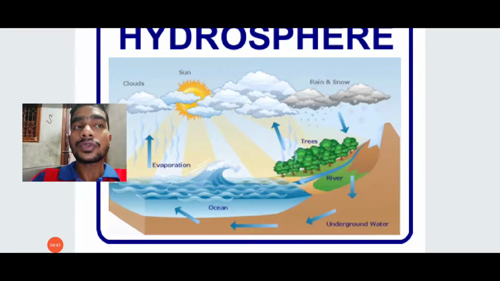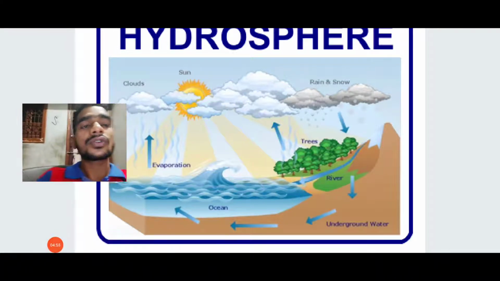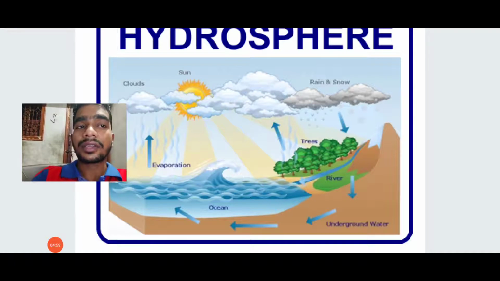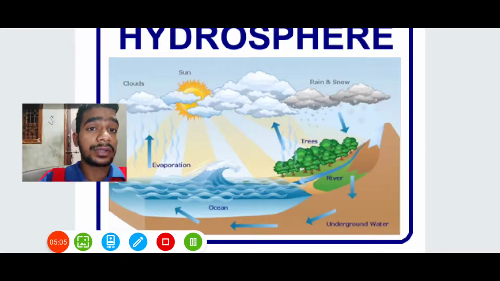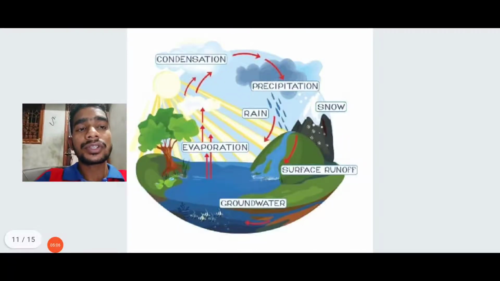That rain and snow falling from the cloud is taken up by the trees, and after that it becomes groundwater. After the groundwater, it again flows into the ocean, so the process repeats. This is the hydrosphere. I have another picture depicting the hydrosphere.